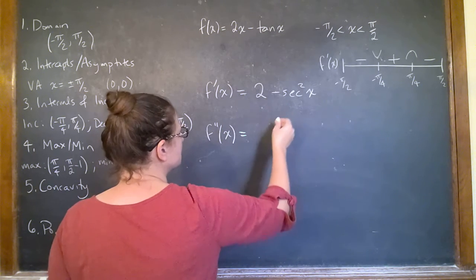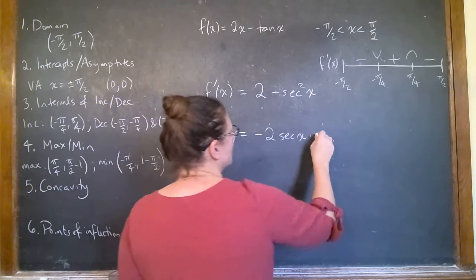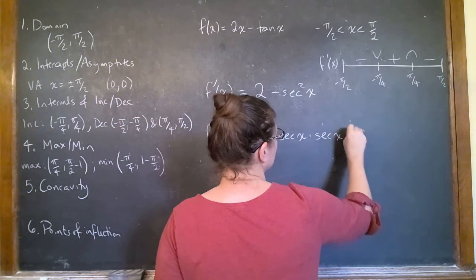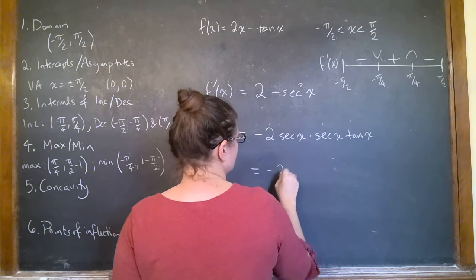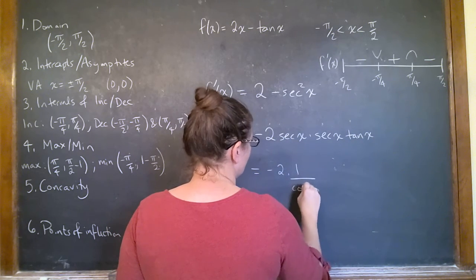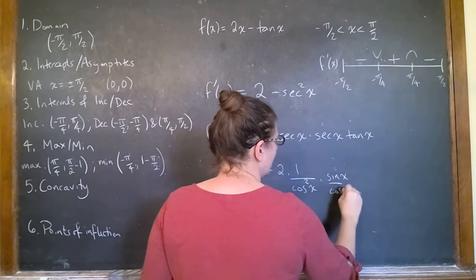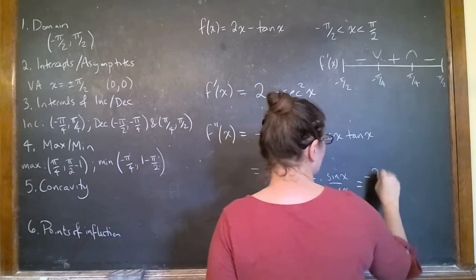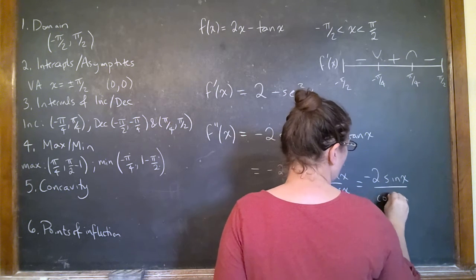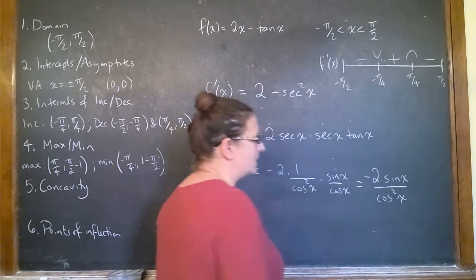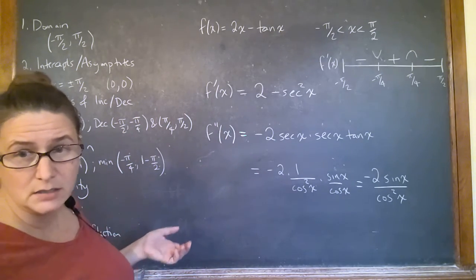So taking the second derivative, I have minus 2 secant x times the derivative of secant, which is secant tangent. All right, so what does this look like? Secant is 1 over cosine squared times sine over cosine. So in terms of sine and cosine, and I'm just writing it that way because for me it's easier to solve for the points when it's in sine and cosine than when it's in secants and tangents. So that's just a personal choice.